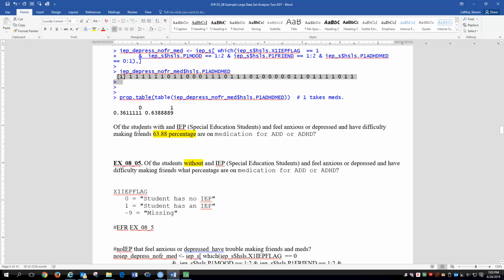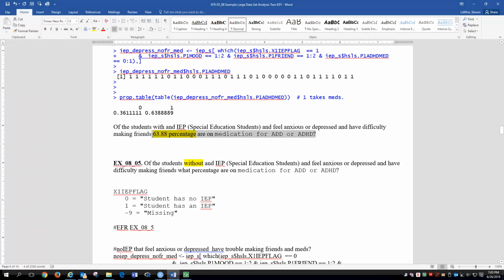So the probability table. When I ask for table, it's just going to give me the numbers. But when I ask for the probability of the table, it's giving me the probabilities out. And so of the students with IEPs, feeling anxious or depressed, and have difficulty making friends, 63.88% are on medication for ADHD. Okay, so that's my answer.